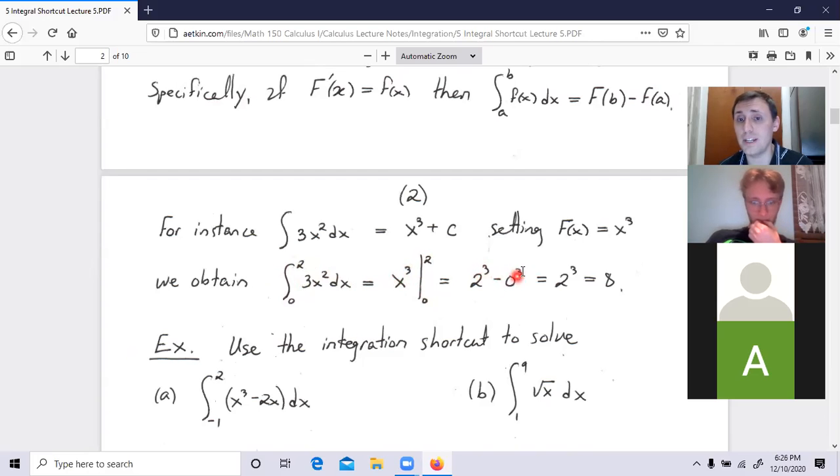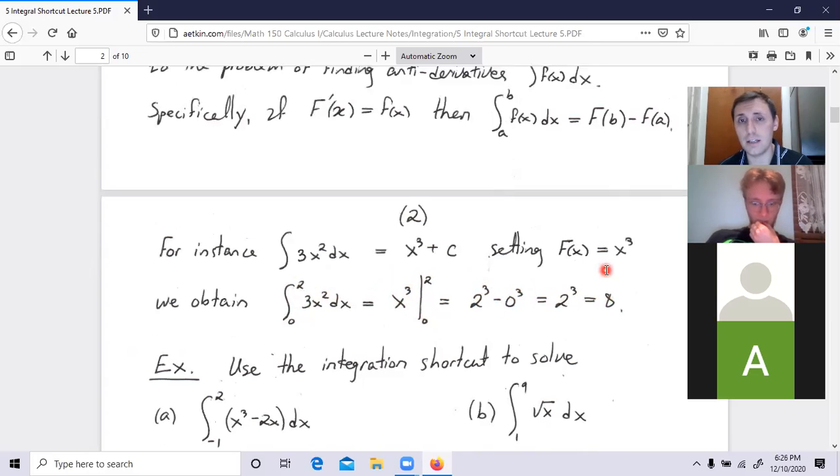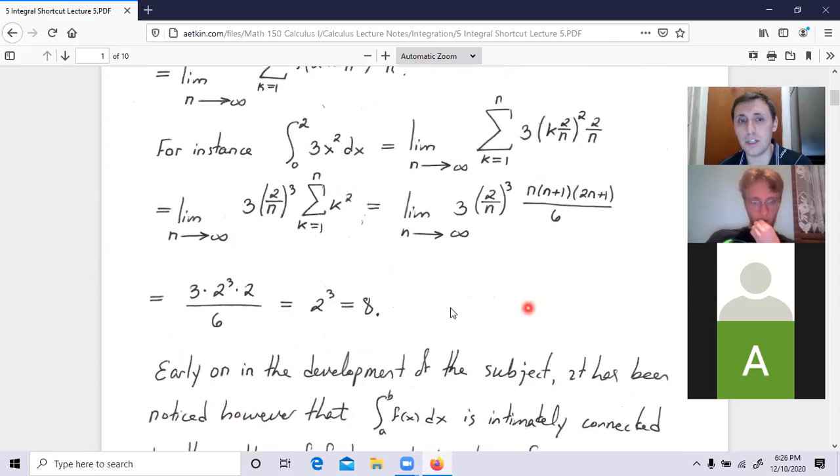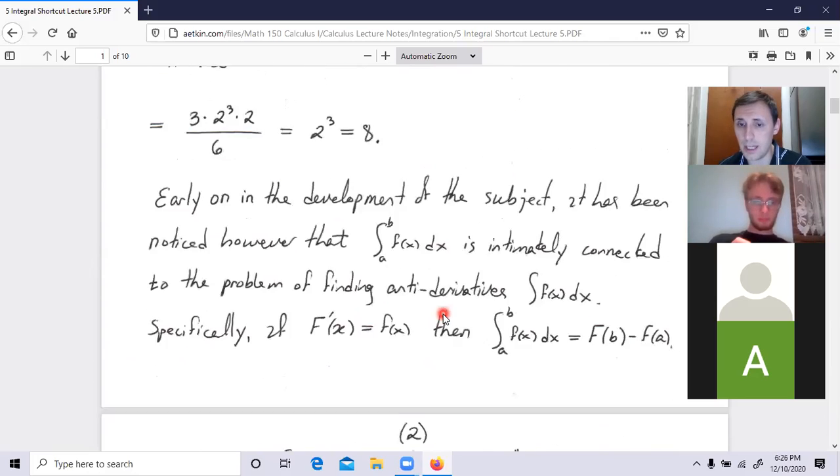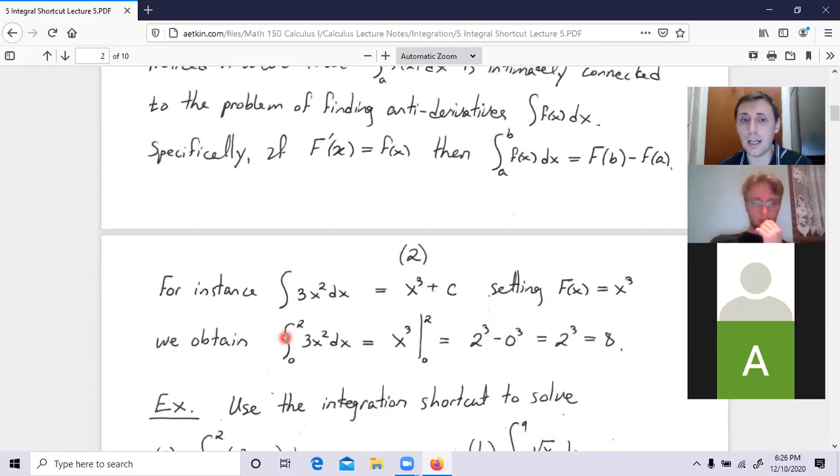So it's 2 cubed minus 0 cubed, which is 8. Look at it. I obtain 8 much quicker than doing this tedious process of Riemann sums. This is doing it by definition, by Riemann sums, and I obtain 8. And here I have this trick. I will explain why it works later. And I obtain 8. Good?